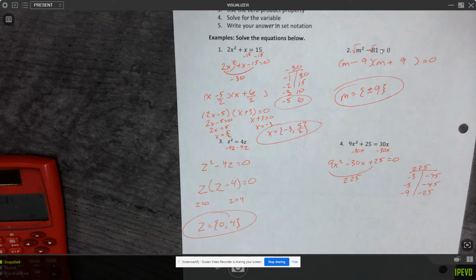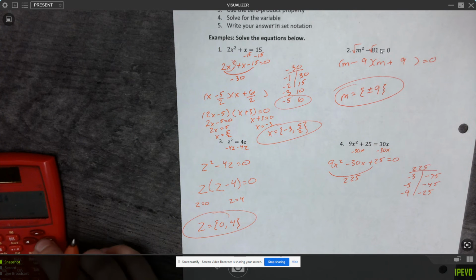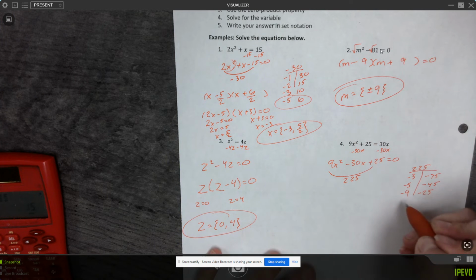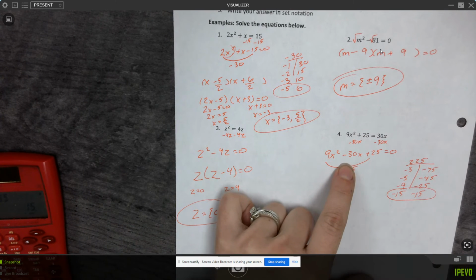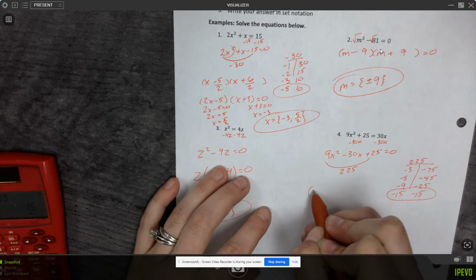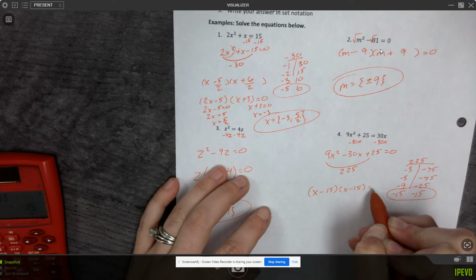It's not divisible by 10. Not divisible by 11. Not divisible by 12. Not divisible by 13, 14, 15. It's negative 15 and negative 15, which adds up to be negative 30. So this is going to be x minus 15 and x minus 15.